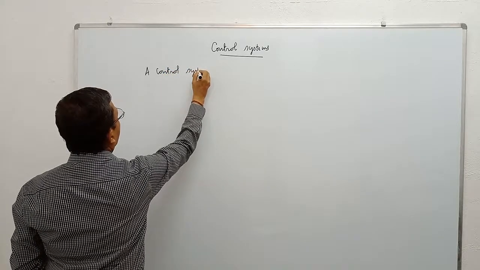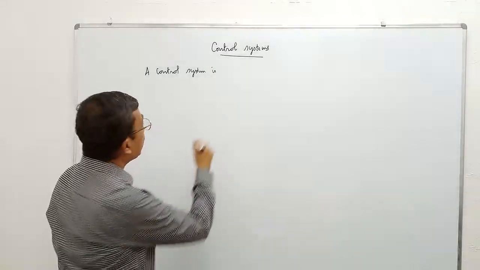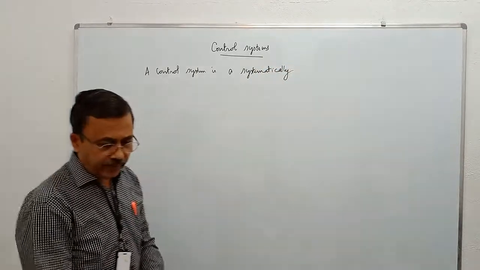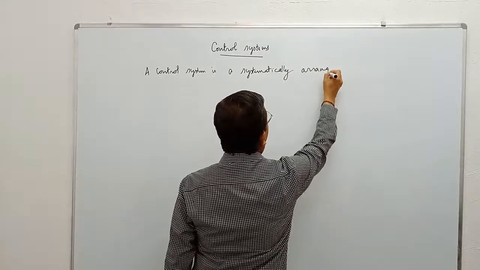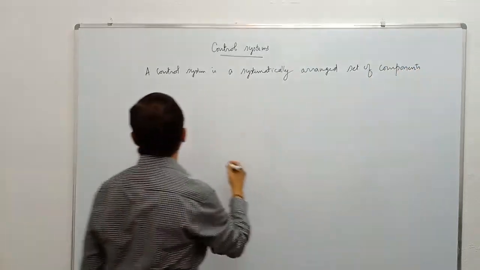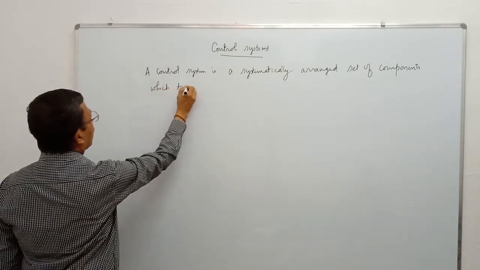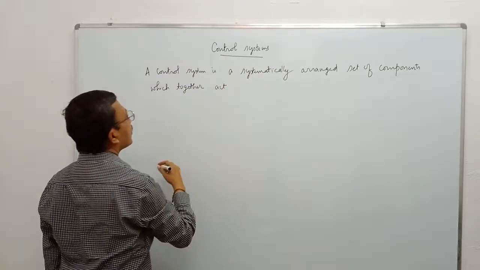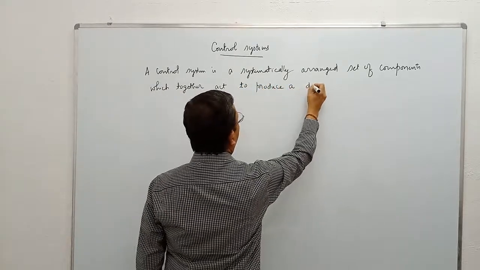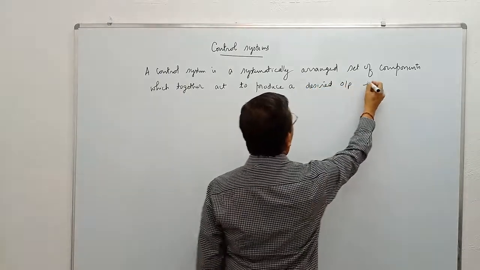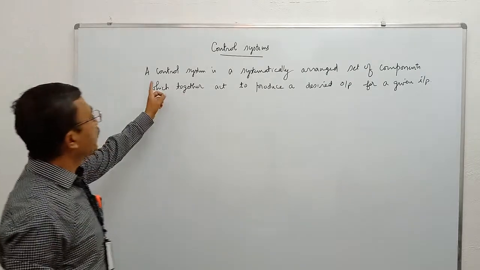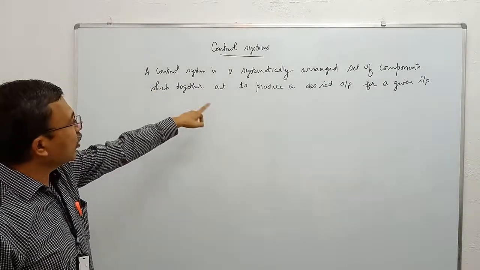A control system is a systematically arranged set of components which together act to produce a desired output for a given input.